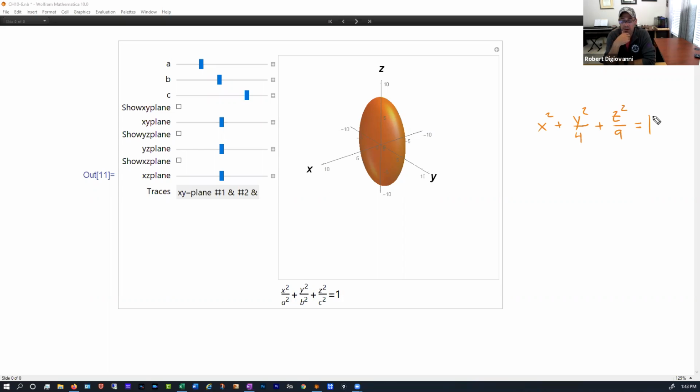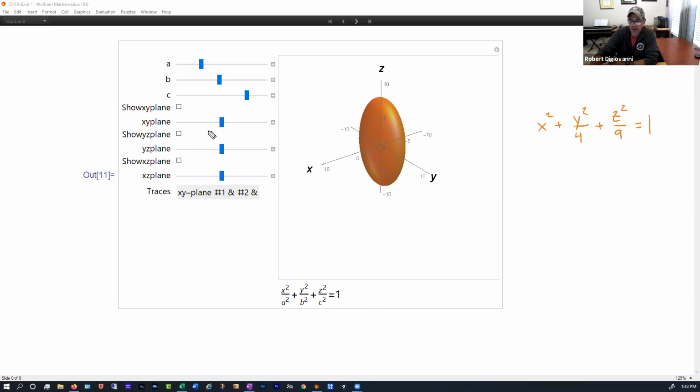You cannot clear the denominator and create a sphere, okay? You can't. Just like I showed you earlier, you can't make an ellipse into a circle unless all the numbers on the bottom are the same. Same thing goes here. If A, B, and C are all the same numbers, then you're looking at a sphere. So an ellipsoid is just kind of a contorted sphere. That's all it is, right?